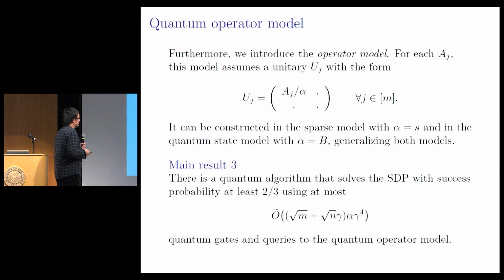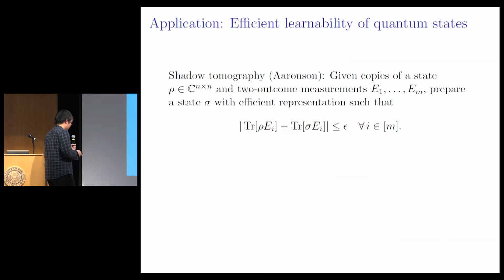So that's basically our main result: a new quantum algorithm for solving SDPs. We also find an application of our SDP solvers, that is the problem of efficient learnability of quantum states. In particular, we studied a problem called shadow tomography, proposed by Scott Aaronson.